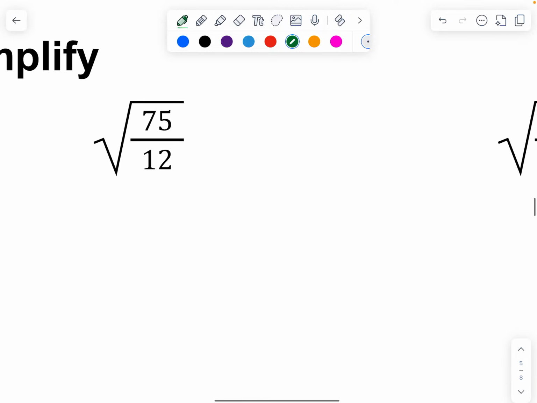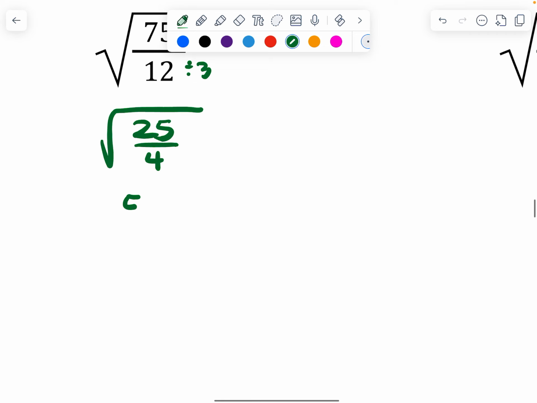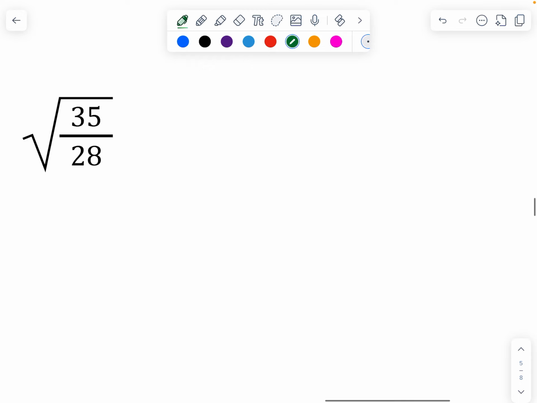Okay, this next one. Oh, I can simplify that. 3 goes into both of these. So I get 25 over 4. So the square root of 25 is 5. The square root of 4 is 2. Five doesn't go into either one of them. 35, there's no perfect square that goes into 35, so we just leave it as is.